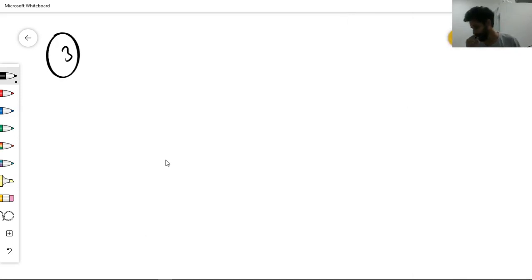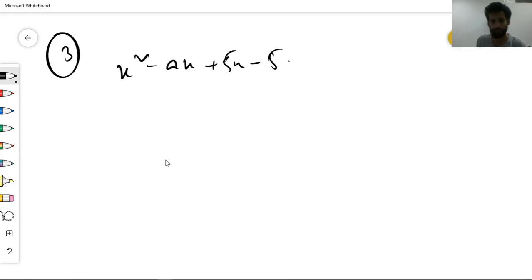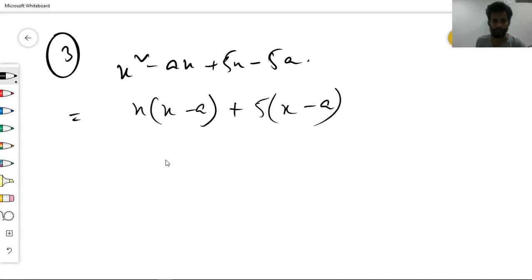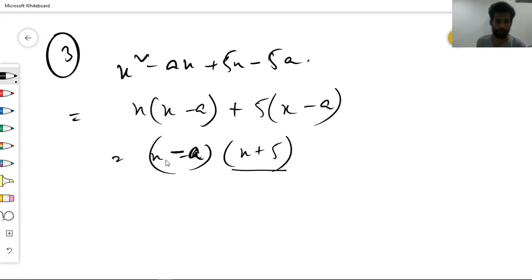Now 3 is MCQ. If one of the factors of the expression is given, then what will the other factor be? It is clearly x square minus ax plus 5x minus 5a. Here it will be x common x minus a, plus 5 common x minus a. So x minus a is common, x plus 5. So one factor is x plus 5, and the other will be x minus a.